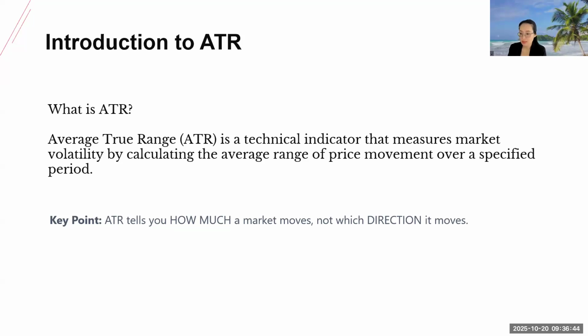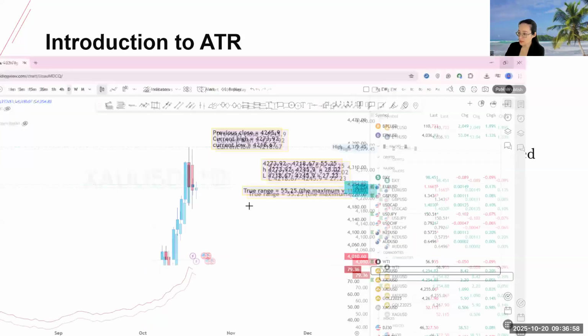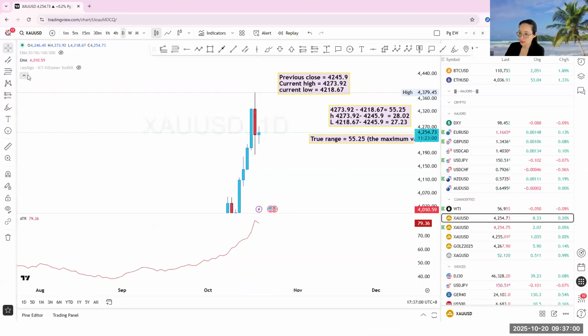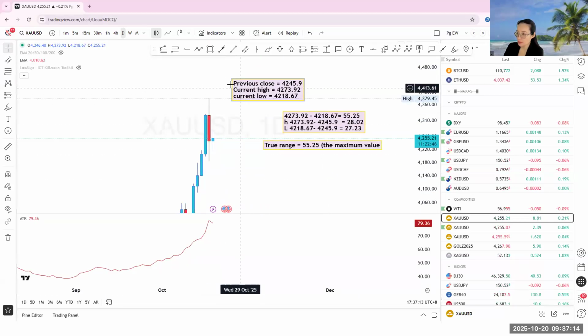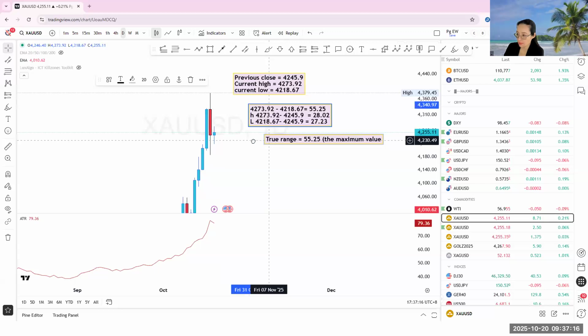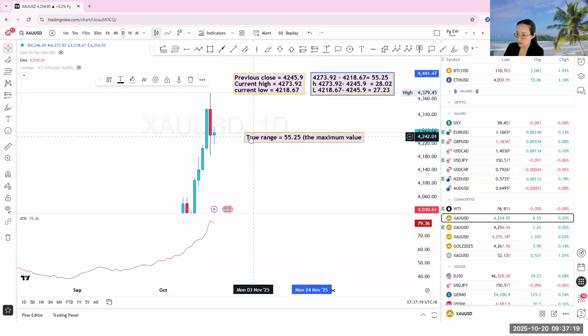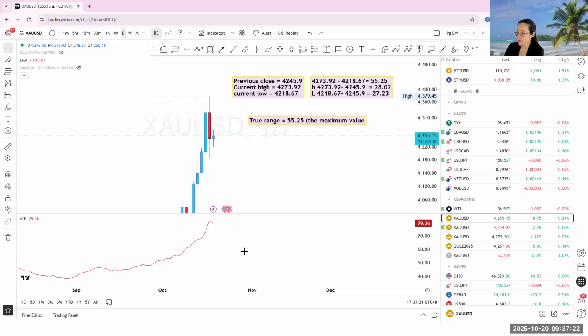The key point is that the ATR tells you how much the market moves, not which direction it moves. For example, let me head over to the gold chart. This is the ATR. I'm using the default setting, which is a period of 14. I'm using the D1. Before I started, I set this up for you guys. It will look like that.